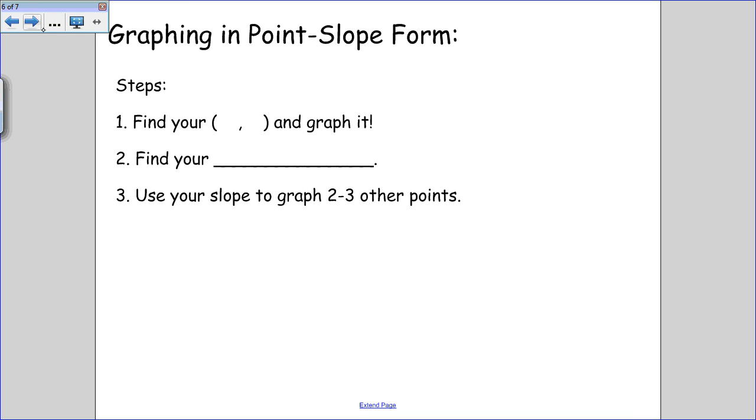All right? We're going to then try graphing in point slope form. Okay? So go ahead and you can work on that other problem when we're finished. So when we are graphing in point slope form, we are given an equation of some sort. We need to find what our x1 and our y1 are. We need to identify our slope. Okay? So when we find our x1, y1, we'll graph it. We can use our slope then to graph 2 or 3 other points on our line.